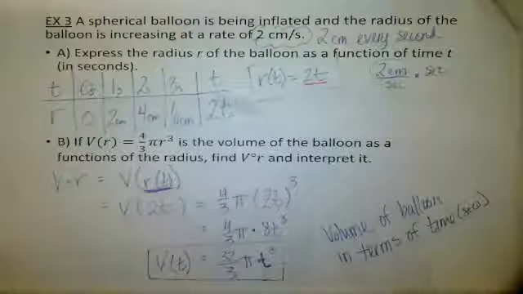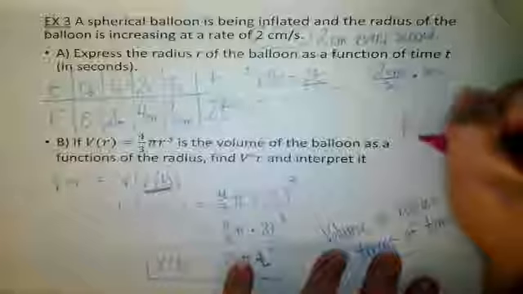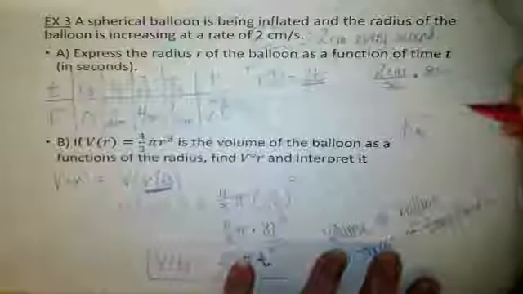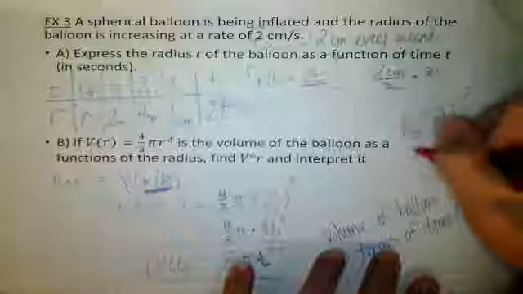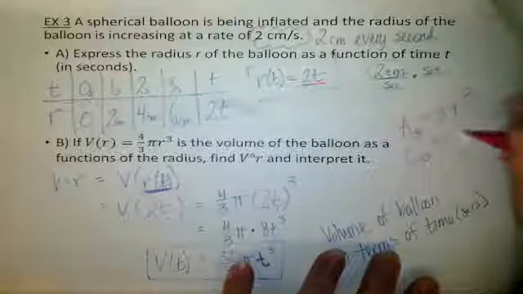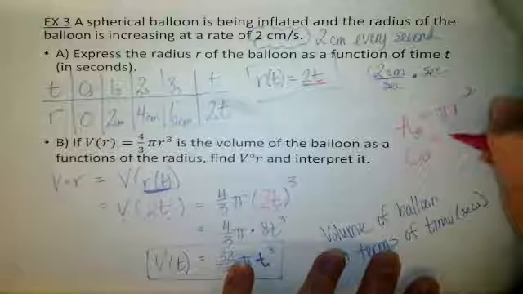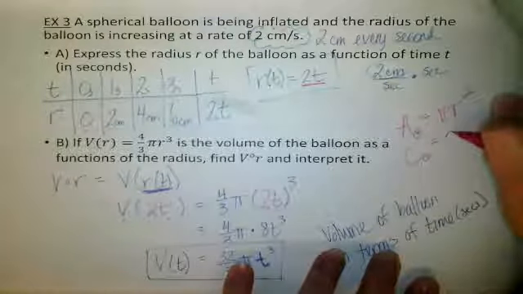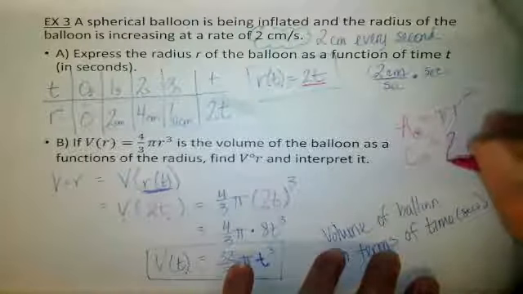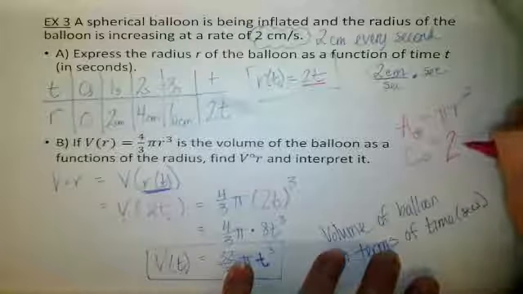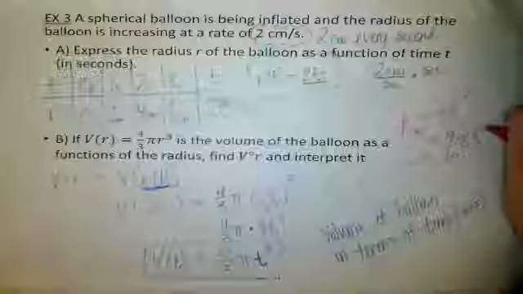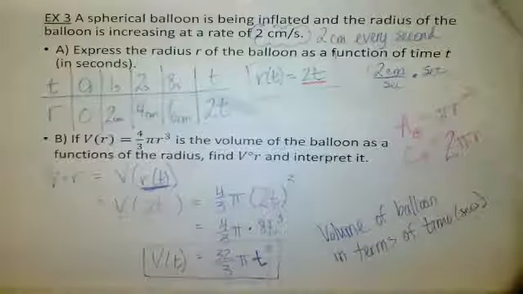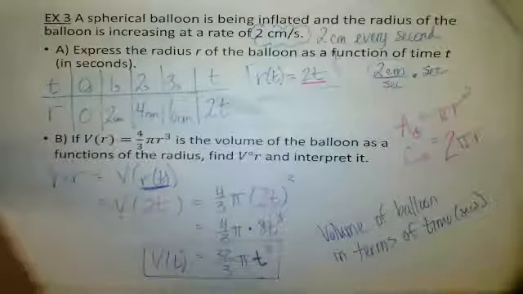Ladies and gentlemen, in your homework today, you might need to remember, what is the area of a circle? Pi r squared. What is the circumference of a circle? 2 pi r, or pi d. You might need to remember those formulas.